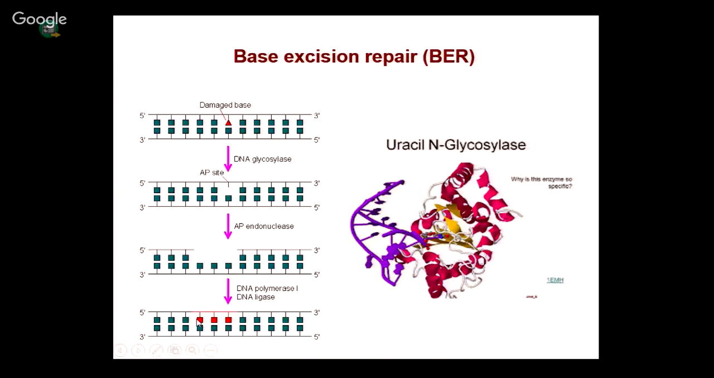It's sort of like when you are walking on the road and there is a damaged site. You try to dig it out, and then you repave the surface. So these are the mechanisms of base excision repair, and nucleotide excision repair is similar. It's just that they are using different machines to do that.